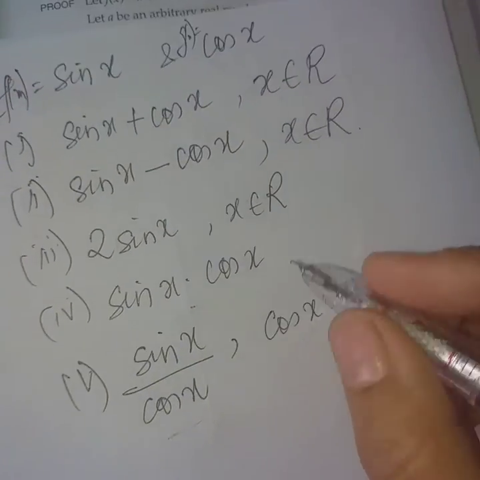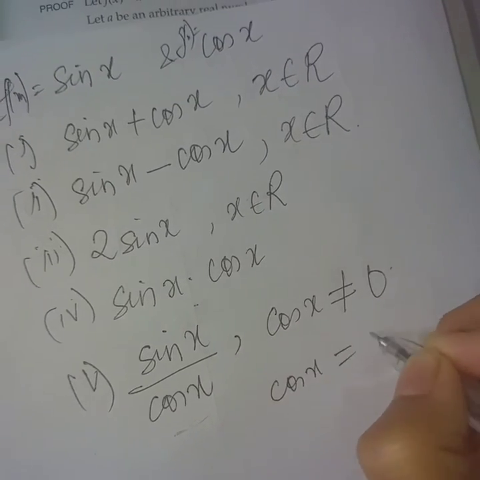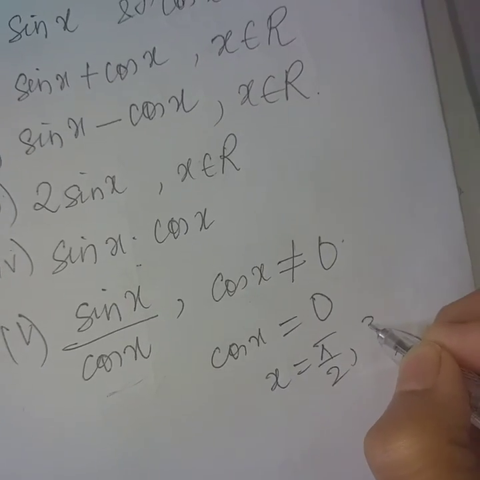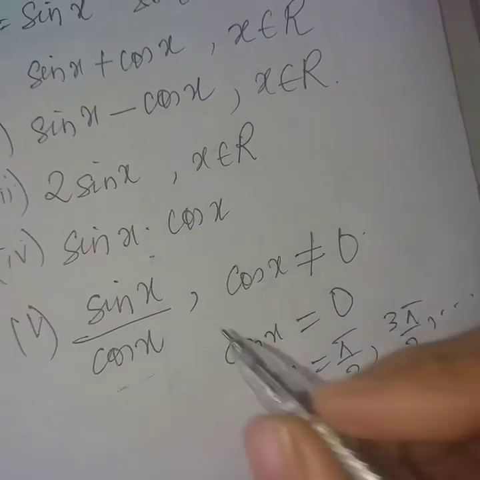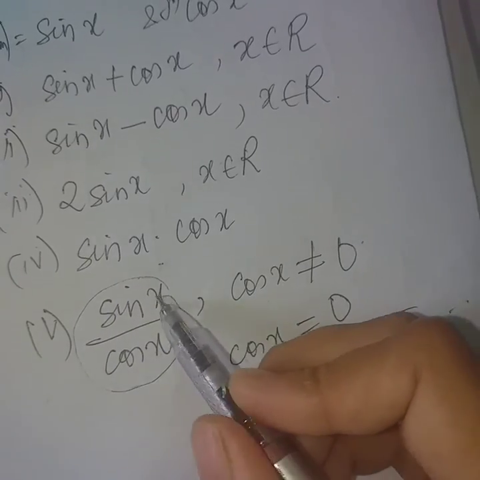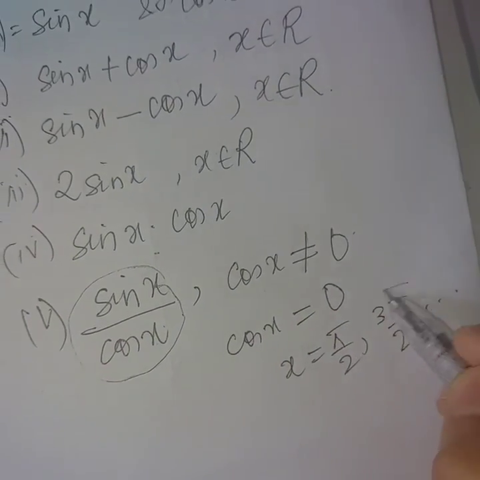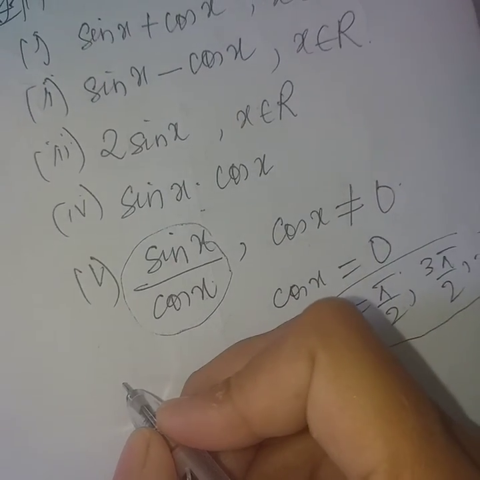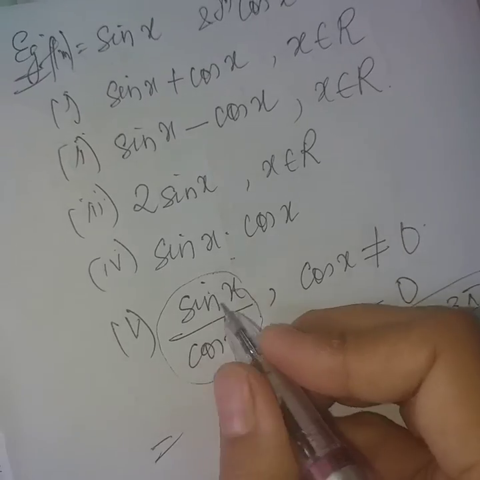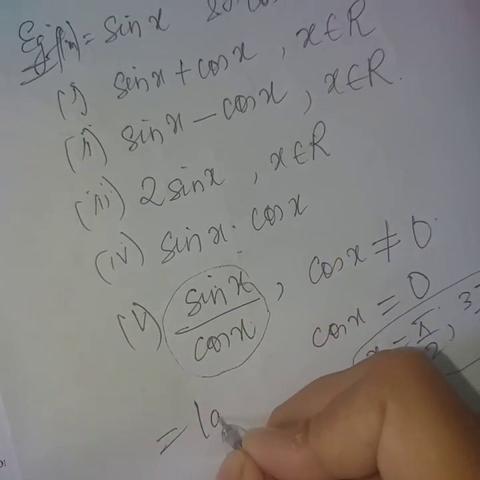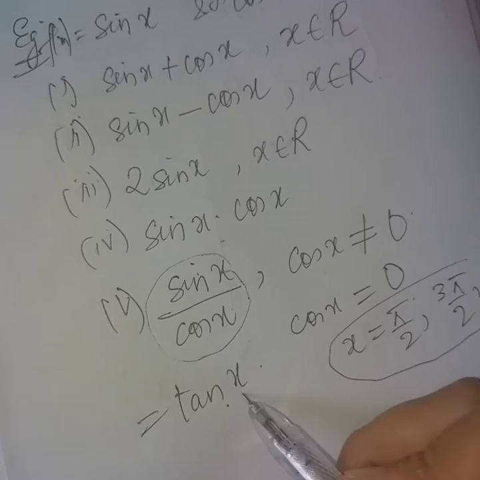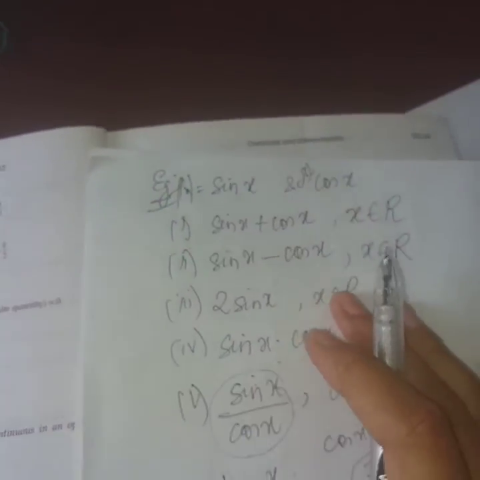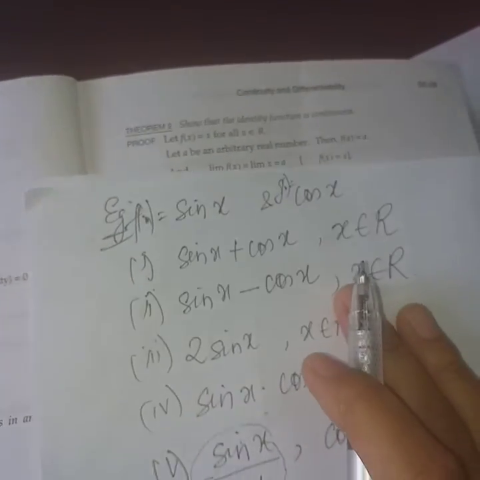Now cos x is 0 when x is pi by 2, when x is 3 pi by 2, and so on. So sin x by cos x will be discontinuous at the points x equal to pi by 2, 3 pi by 2, and so on. What is sin x by cos x? It is tan x. We have seen that tan x is discontinuous at these points. So this is a very important concept we have to always remember.